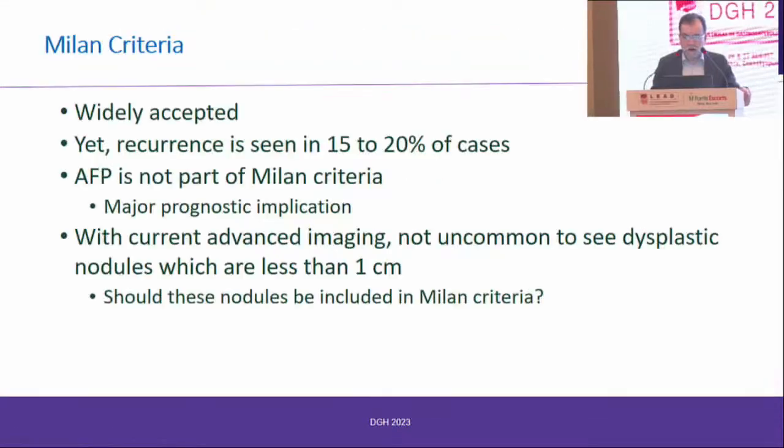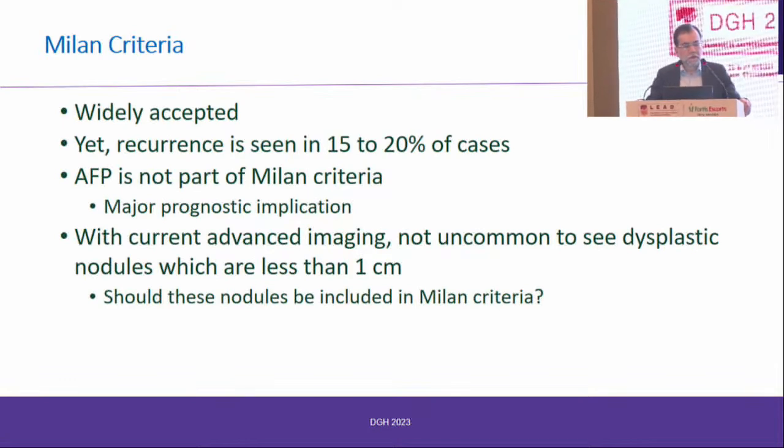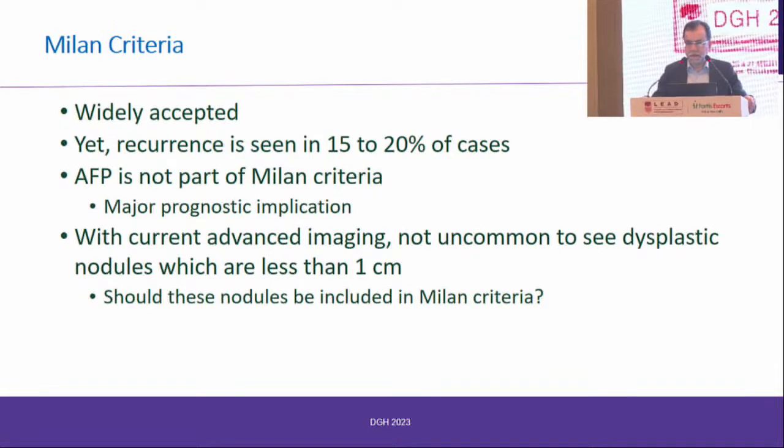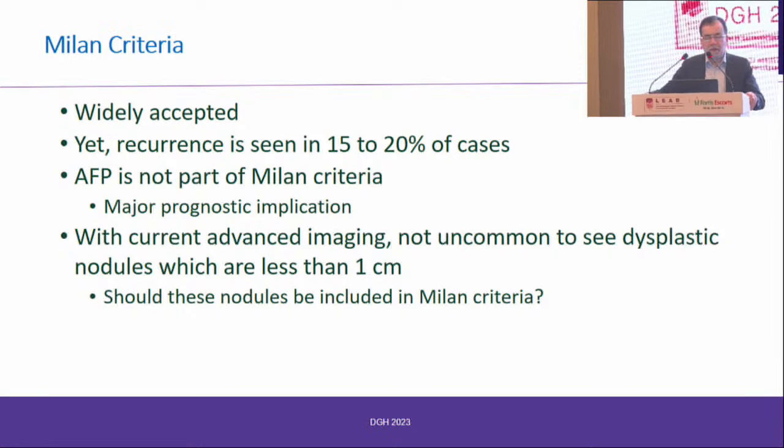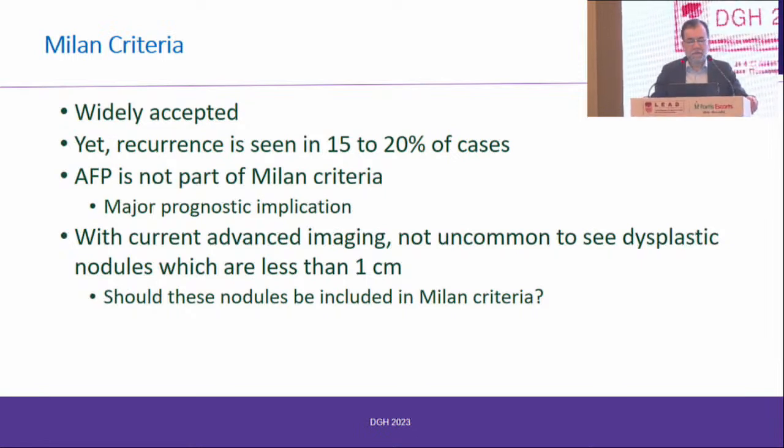Sir, please. Thank you for this opportunity to speak on transplant for HCC. How far can we go? So we know Milan is a widely accepted criteria, yet recurrence is seen in 15 to 20% of cases.